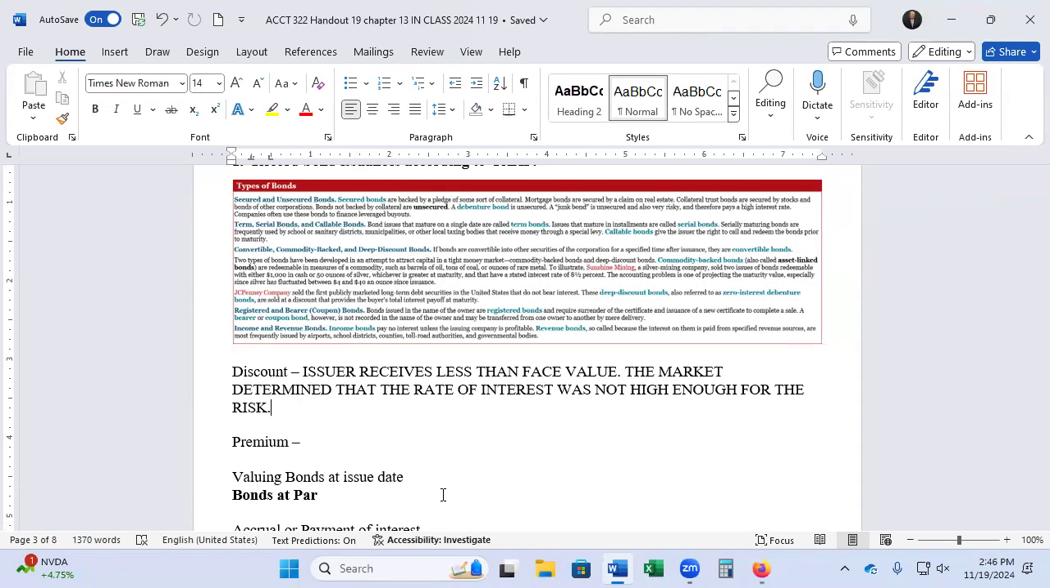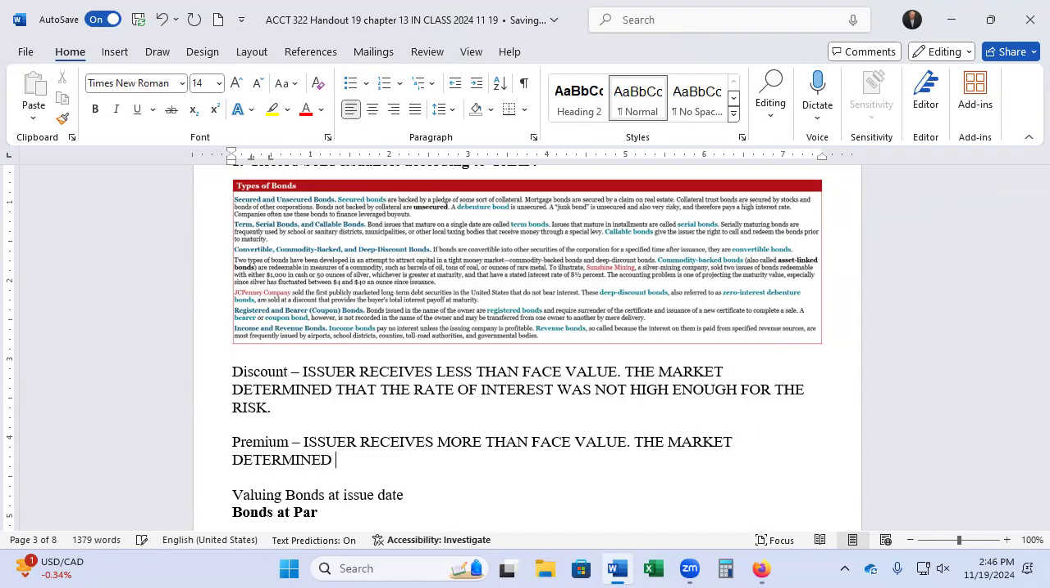Now, for some examples, we'll have bonds at par. That just means at 100%, there's no discount or premium. So the premium now is, of course, the opposite. Issuer receives more than face value. The market determined that the rate of interest was too high for the risk.